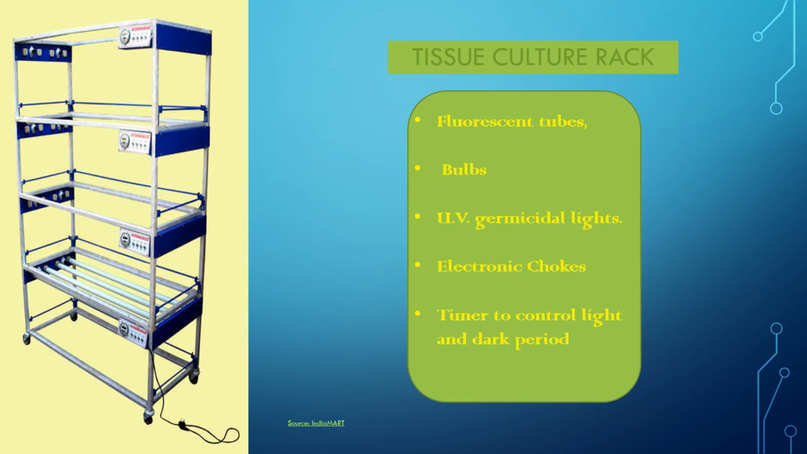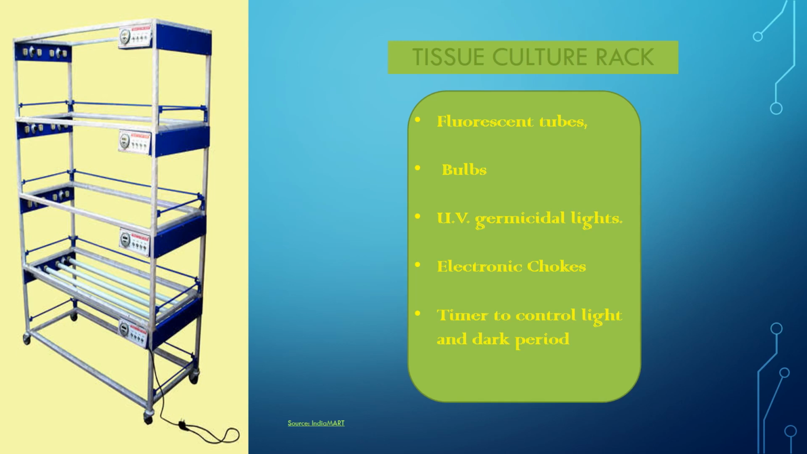Efficient photosynthesis can be mediated by alternating light and dark periods, as occurs in the natural environment. This is facilitated by fitting fluorescent lamps in the incubation rack used for PTC. The lights are fixed at a distance of 10 to 20 centimeters from the culture vessels for maximizing the incidence of light on the culture.